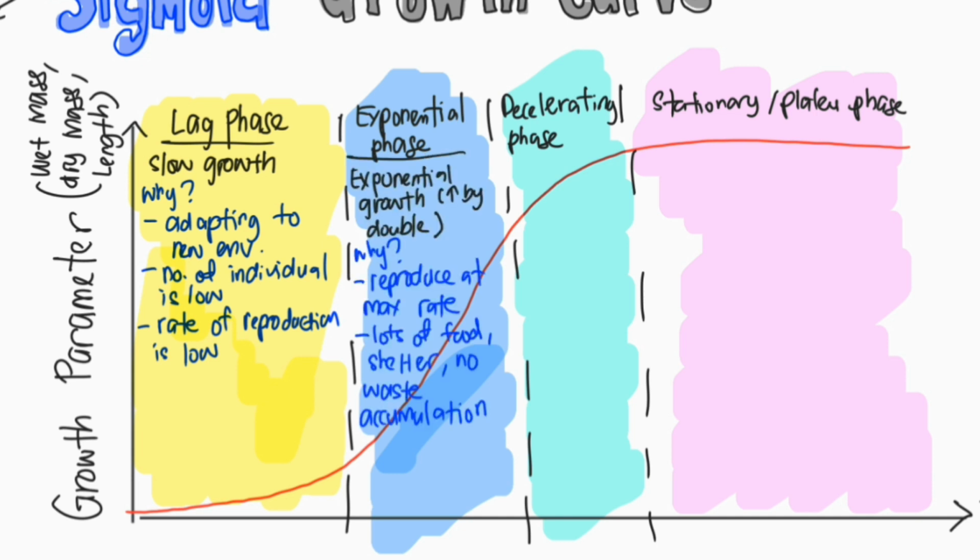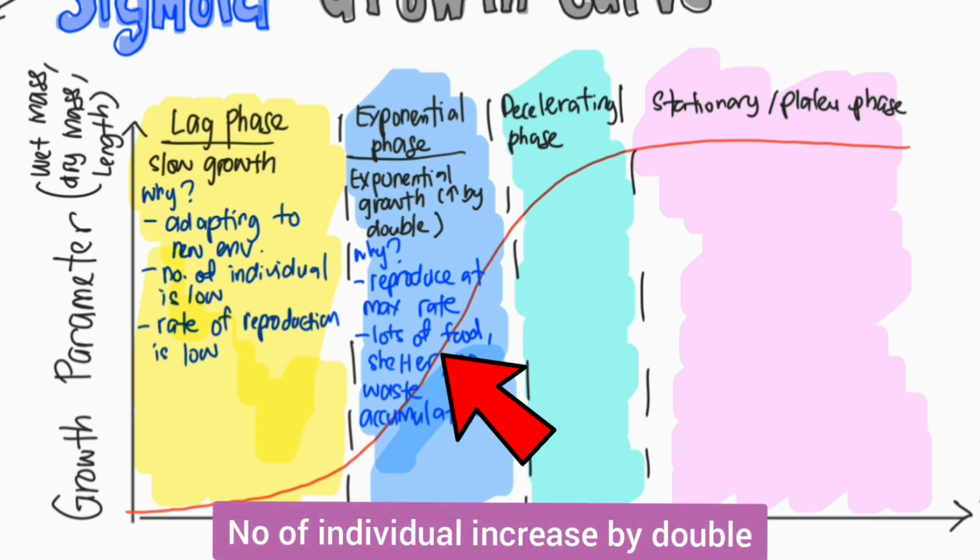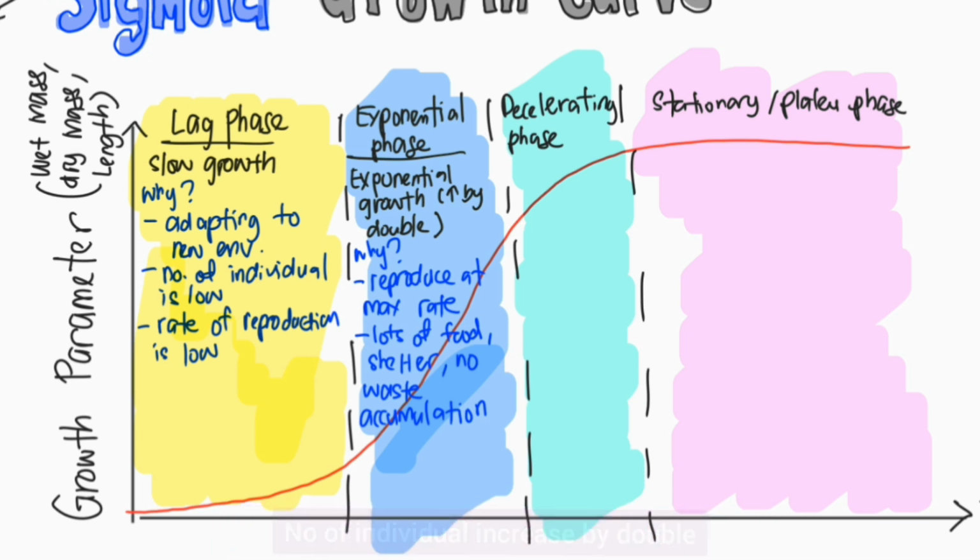Next is exponential phase. So based on the name, kita tahu during this phase, the organism will be undergoing exponential growth ataupun rapid growth. So kenapa exponential growth? Sebab the number of individuals yang bertambah akan doubles every time. For example, daripada 2 jadi 4, 4 jadi 8, 8 jadi 16. Itu adalah double. So that's why kita panggil dia sebagai exponential growth.